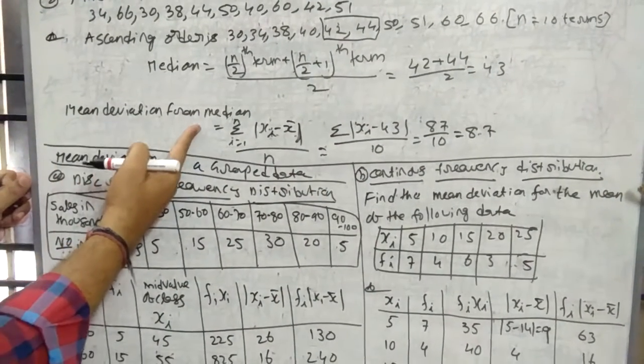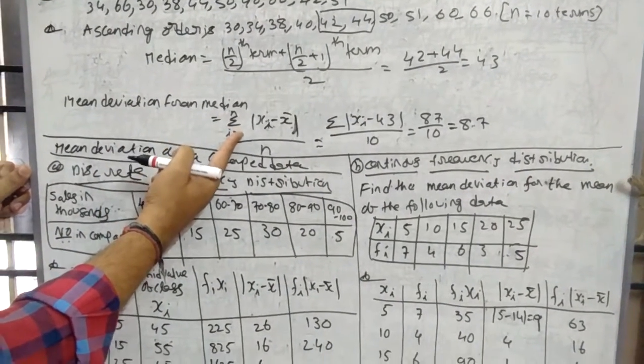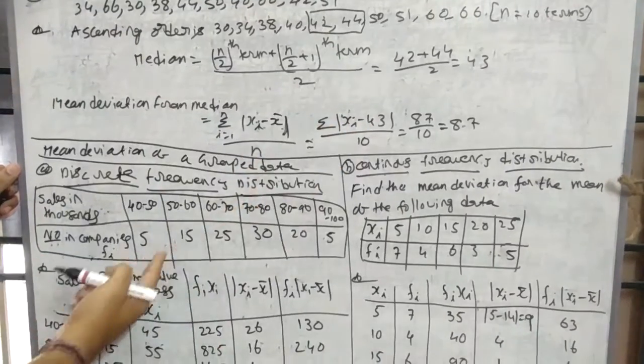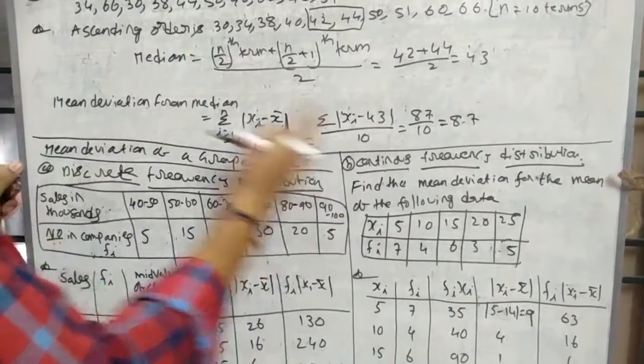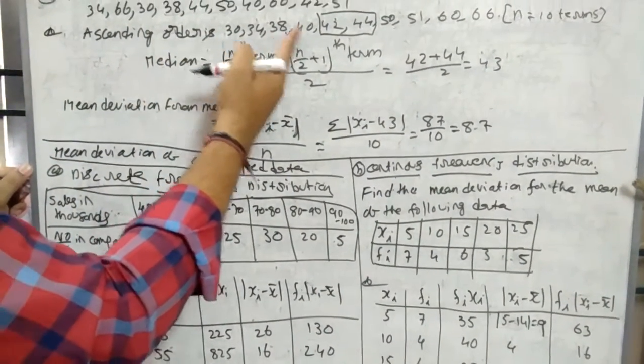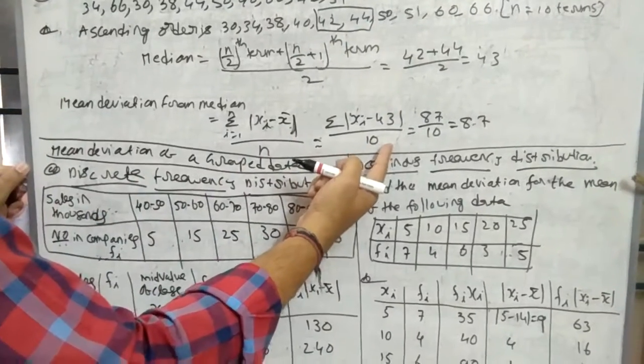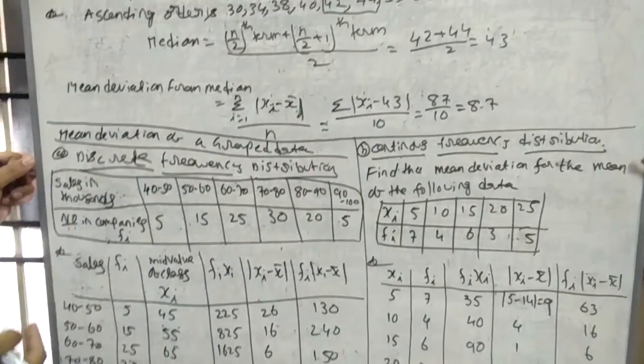Mean deviation about the median is the same formula we will use, modulus of xi minus 43. 43 is the median. Now x1, x2, x3, x4 like that if you take and calculate, divide by 10, you will get the value 8.7.